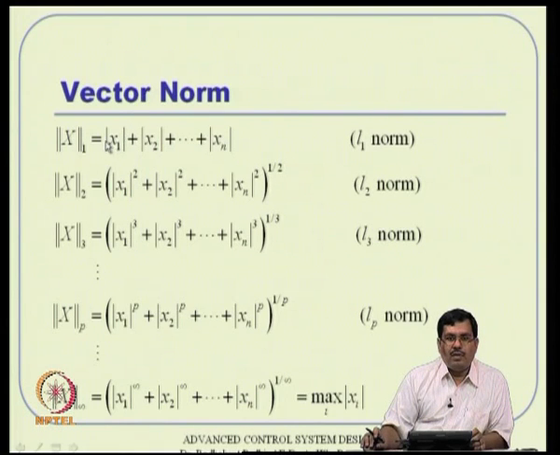And if you have only this formula, then it is something called L1 norm, and this formula is something called L2 norm, this formula is something called L3 norm, like that actually. You can define any order norm by the way. So, pth order norm, LP norm, is defined like that.